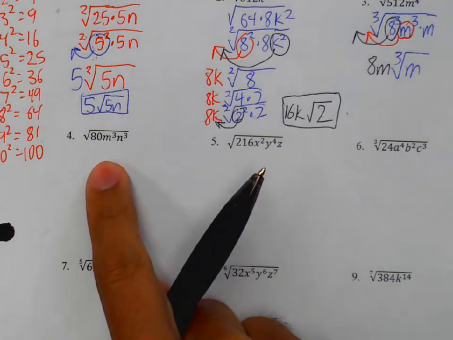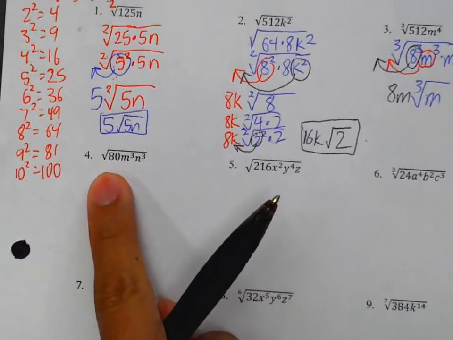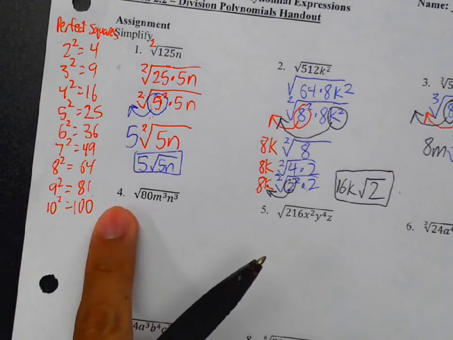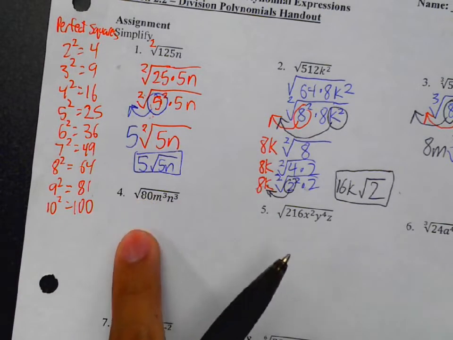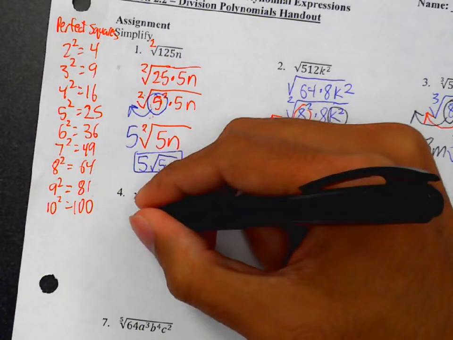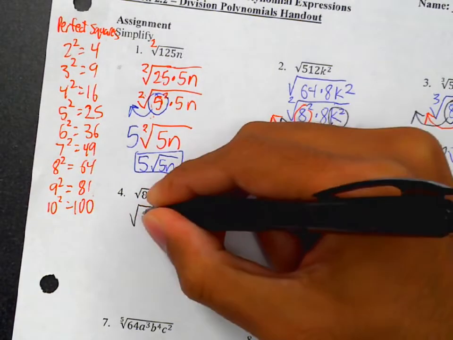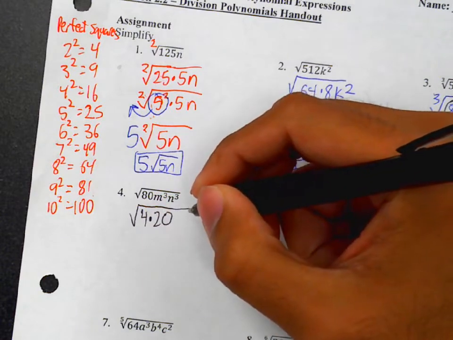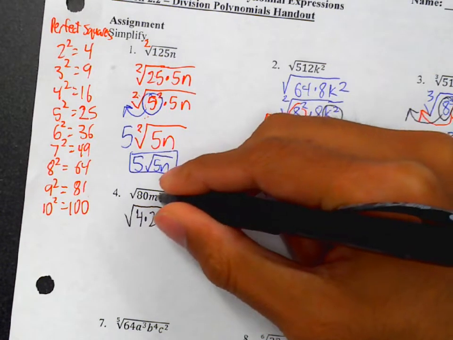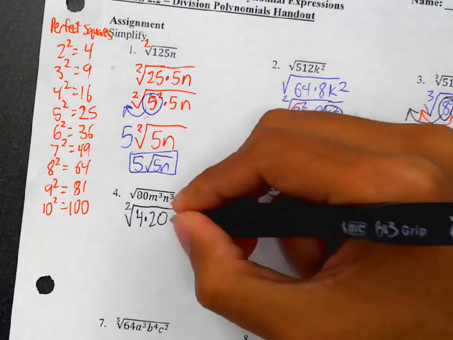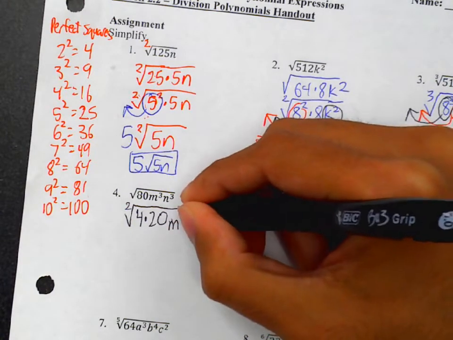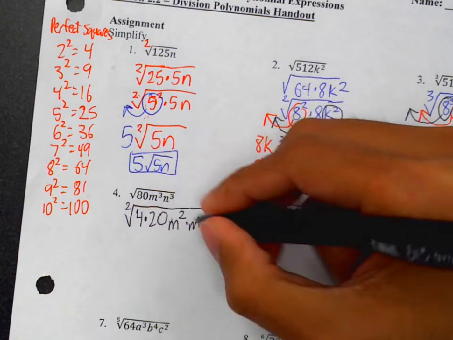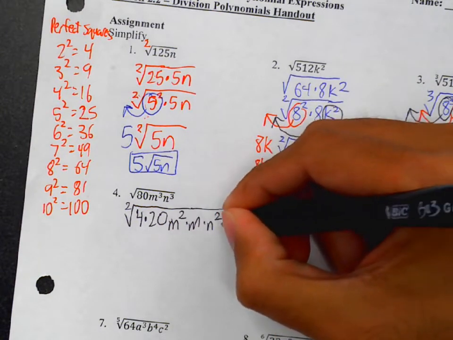Okay, over here, we're back to a square root. So looking at my list, I want something that goes into 80. So I know 4 goes into 80. Right, so maybe I'll rewrite 80 as 4 times 20. Okay, and then m cubed, again, my goal is to match the index of 2. So instead of m cubed, I'll write m squared, and then I have 1 extra m. And then same thing for the n cubed, I use up 2 of them, and then I have 1 left over.